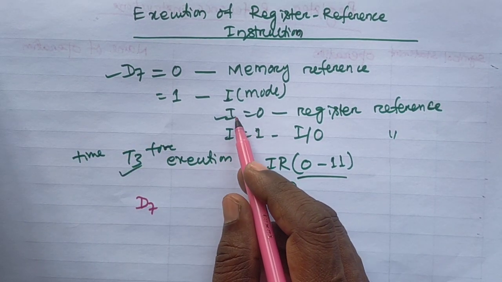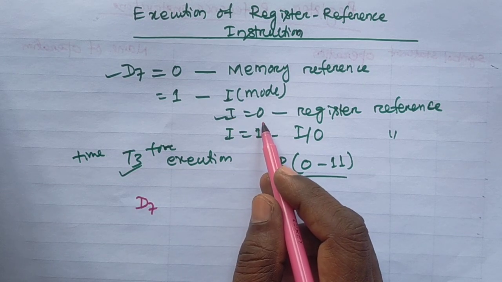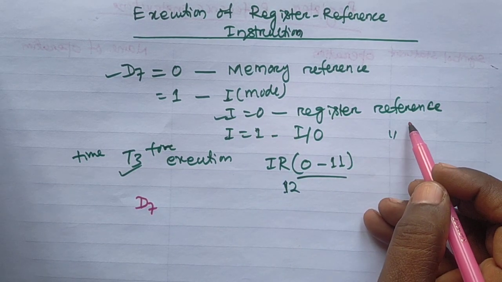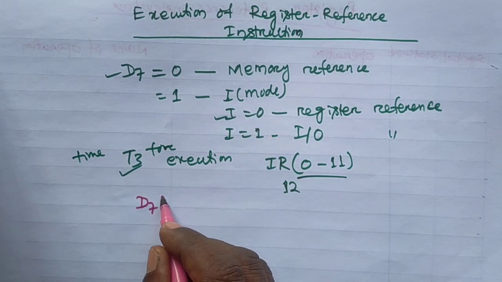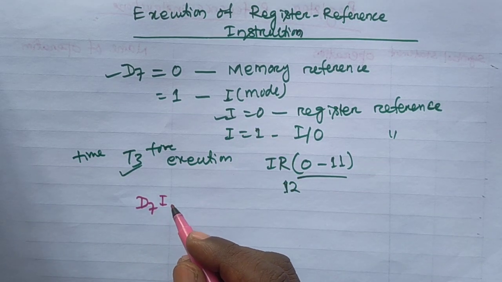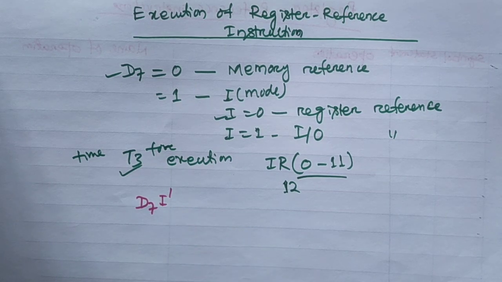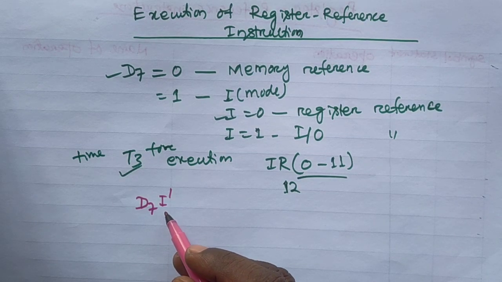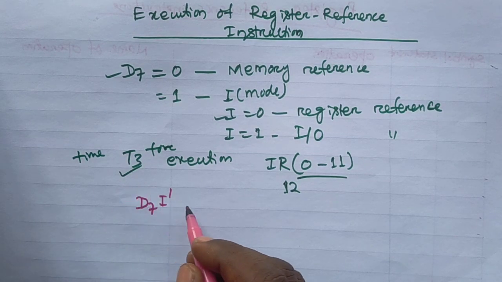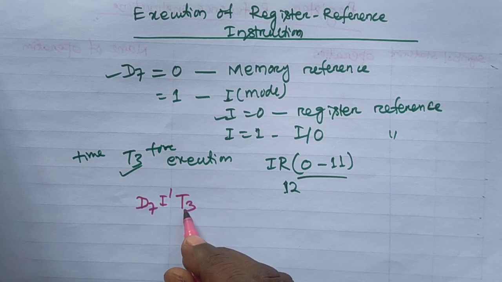Next comes I is equal to 0. I is equal to 0 for register reference, we have already discussed. Then what happens if I is equal to 0? We just consider I complement. Normally I value we consider 1 as positive. If it is 0, obviously it will be complemented, that is I complement. Then at what time? T3 time. So T3 time we will consider.